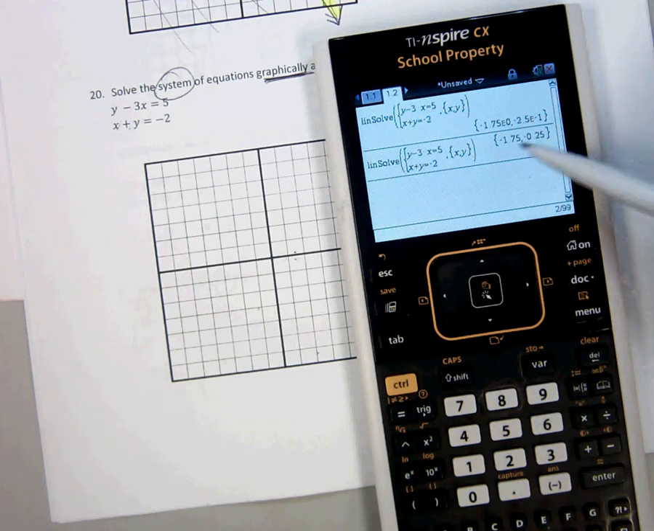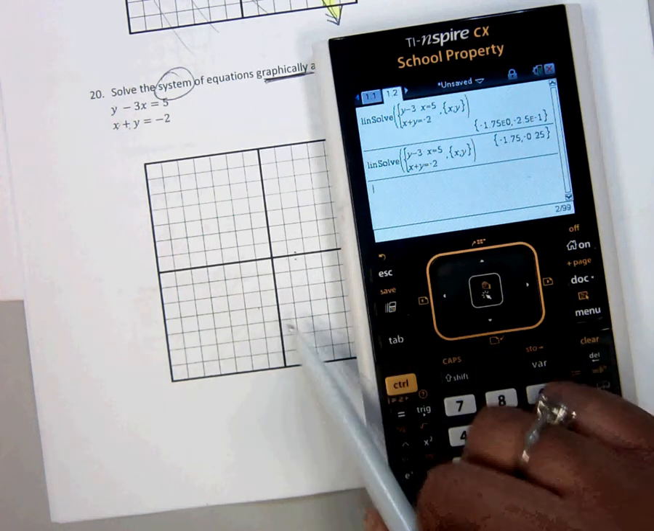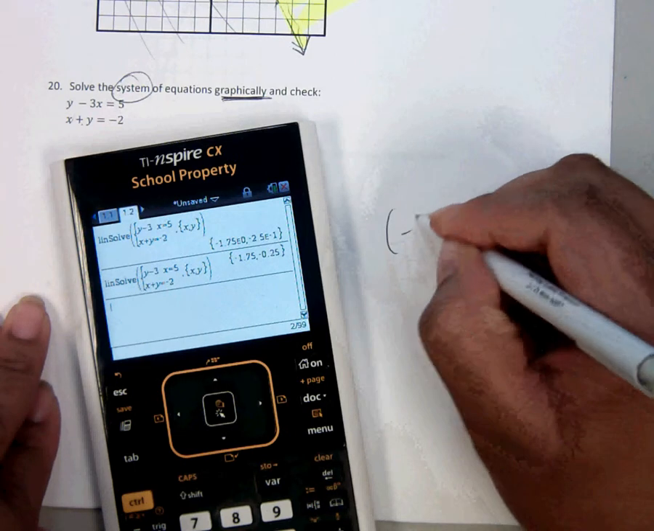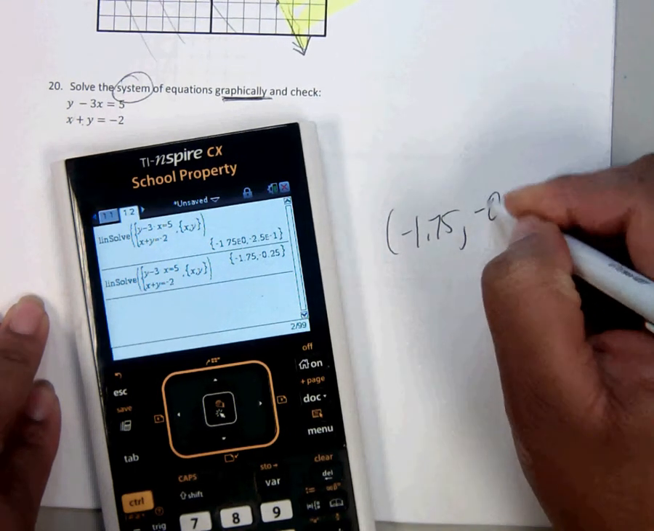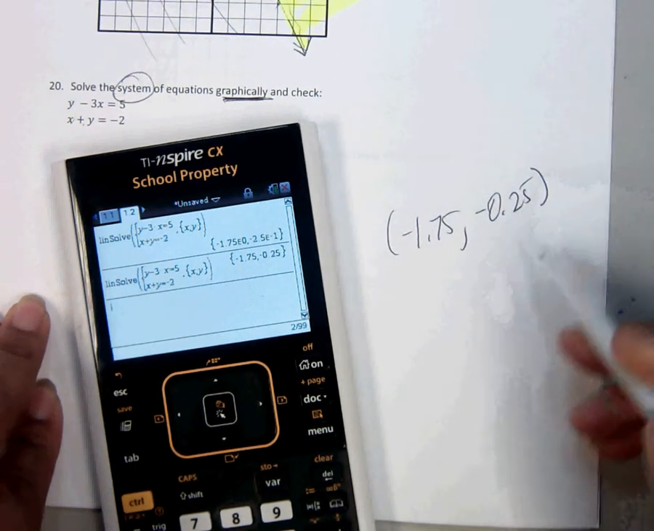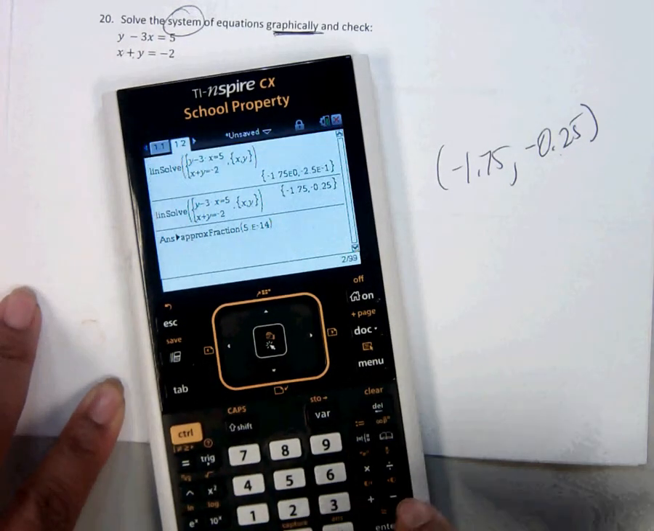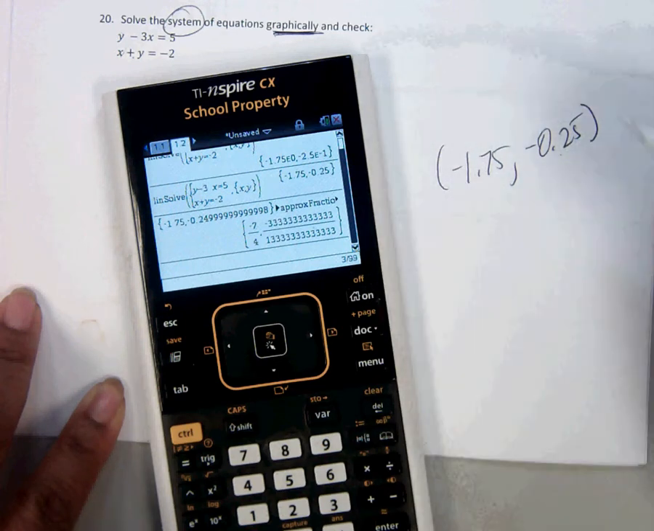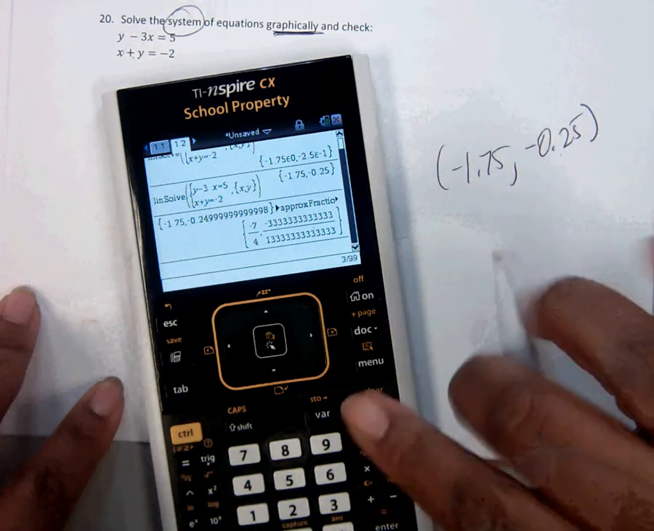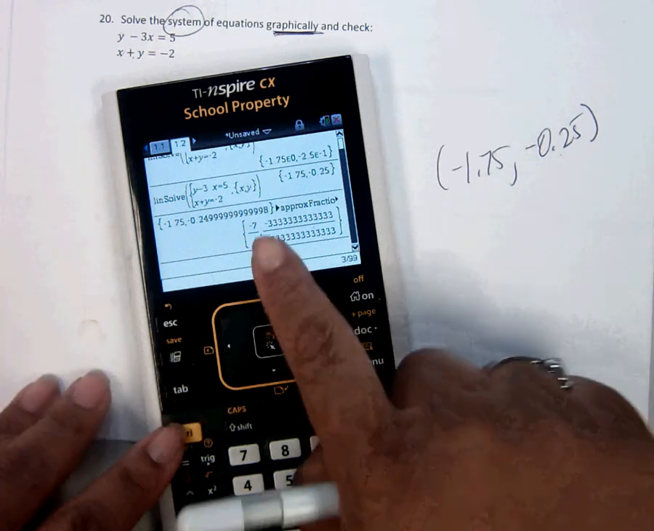Okay, so there it is. This is the point we need to see when you graph it. So I would write here negative 1.75 comma negative 0.25, or you can menu 2 to this, and there is your fraction. It's ugly too, as you can see.